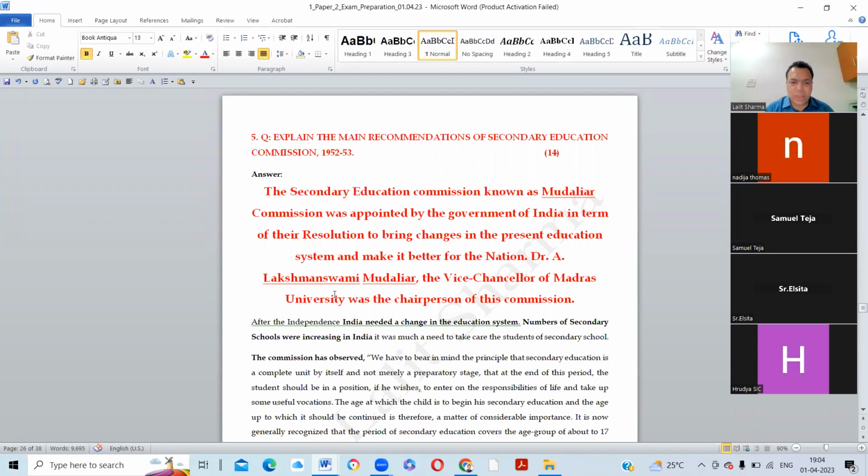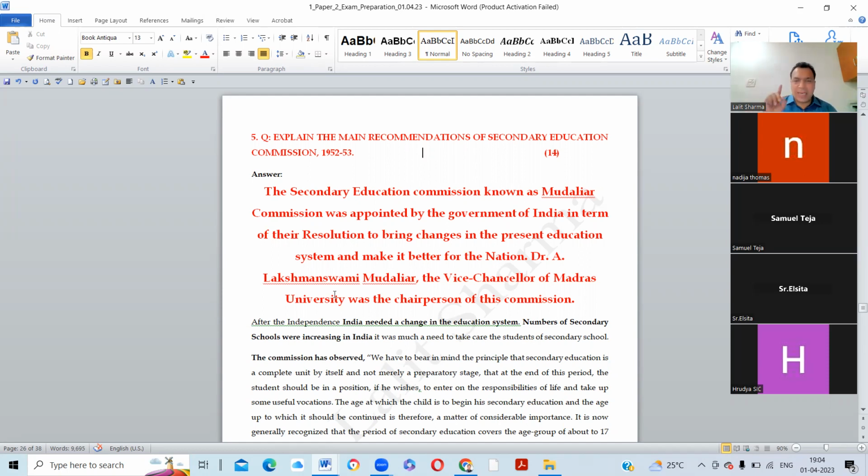A. Lakshmanaswami Mudaliar was the Vice Chancellor of Madras University. So that's why sometimes questions can come: explain the Mudaliar Commission. The Mudaliar Commission means exactly this, guys. It is talking about the Secondary Education Commission 52-53.